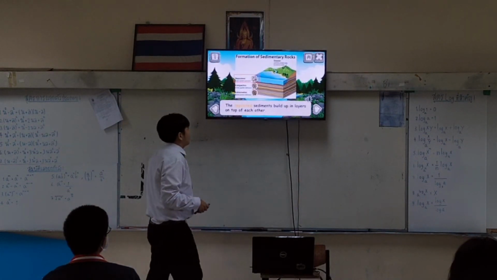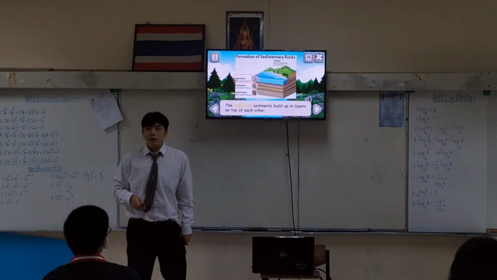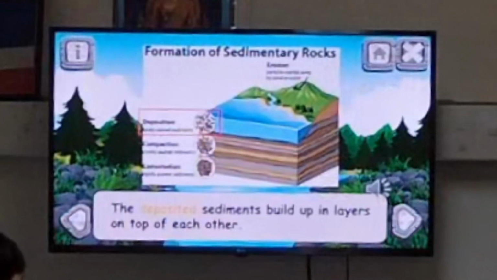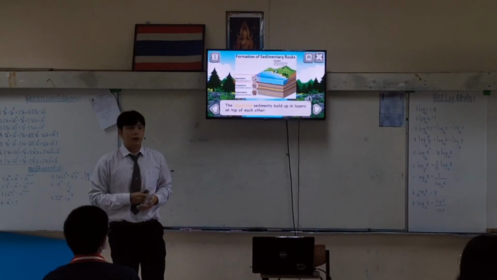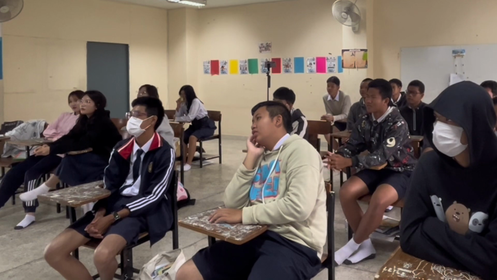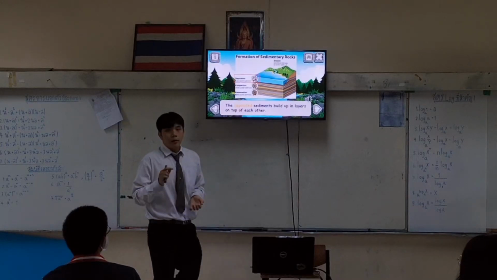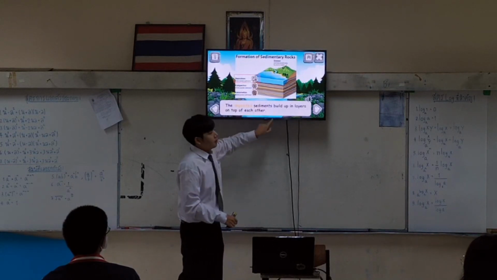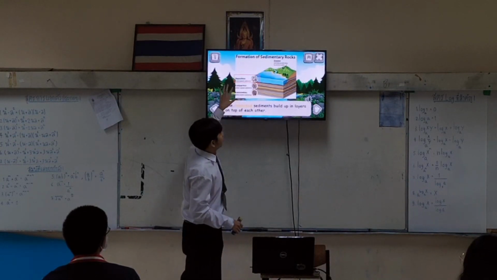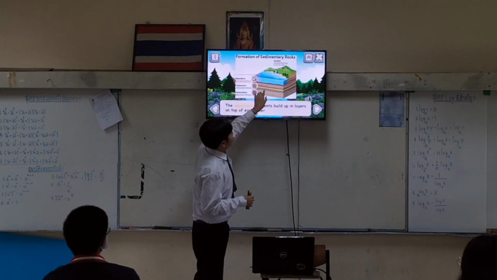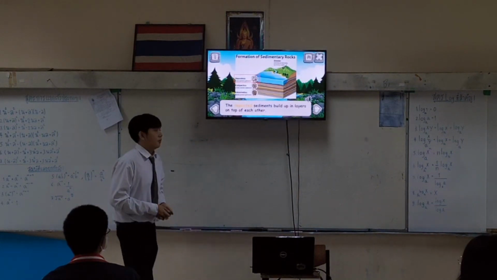And here is the example of the sentence. Okay, let's hear it one time. The deposited sediments build up in layers on top of each other. Okay, now your turn. Okay, the deposited sediments, you see here is the first layer and here is the last layer. Deposited means when you move the sediments forward here and here and here, that we call deposited, and it means layer.